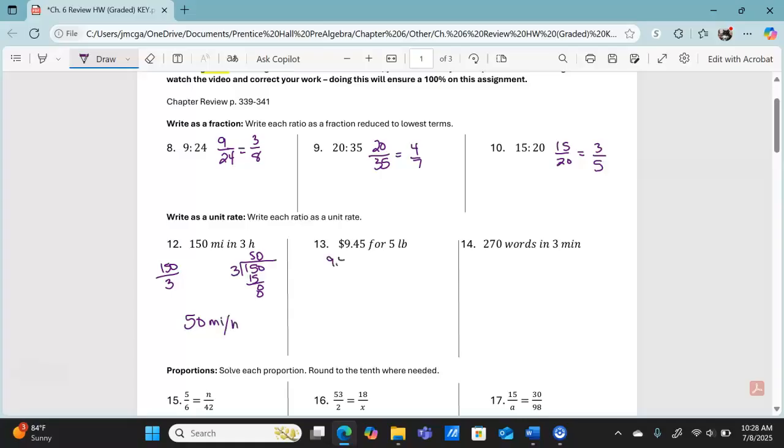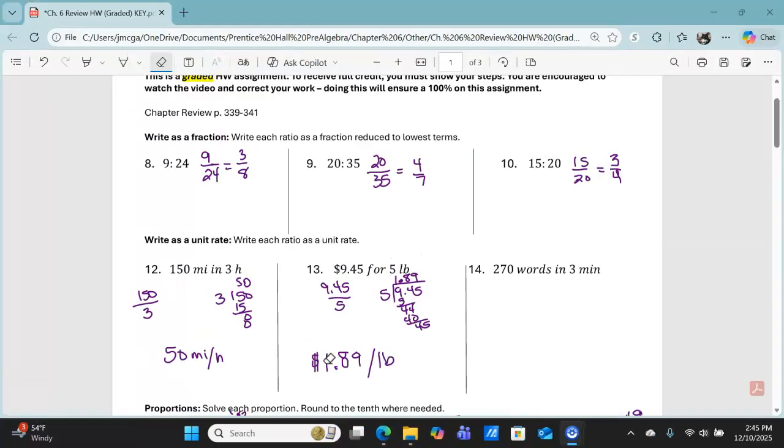Do the same thing here, 9.45 over 5. So that over that. And so I'm going to take my 9.45 and divide it by 5. 44, bring down the 5. And don't forget your decimal there. So we get $1.89 per pound. And the only reason why there's not something sitting right here in this area is because the top unit is the dollar, and it sits in front of the number there.